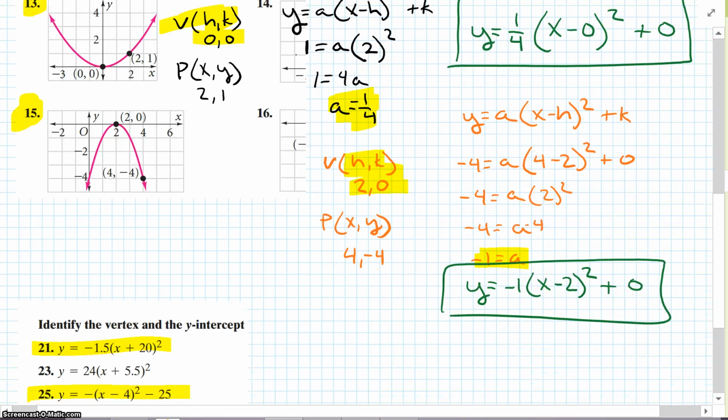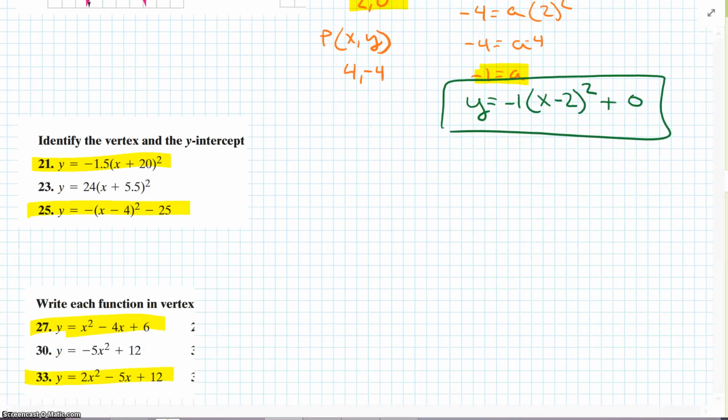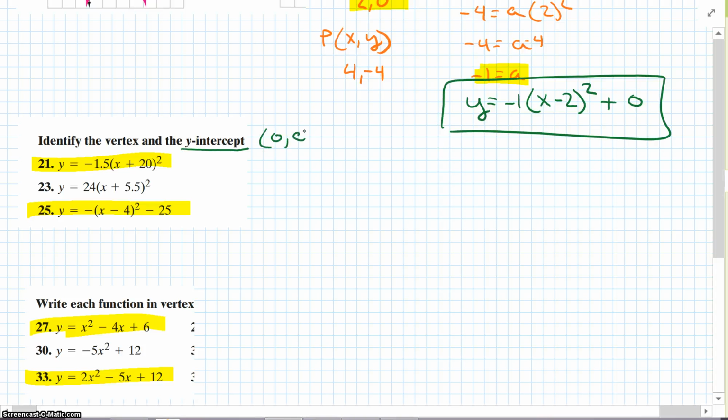Okay. Number 21. Identify the y-intercept. Well, let's think about the y-intercept first. The y-intercept has a value of (0, c), whatever the y-intercept may be. So all we have to do is solve when x equals 0. So number 21: y equals negative 1.5 times (x plus 20) squared.